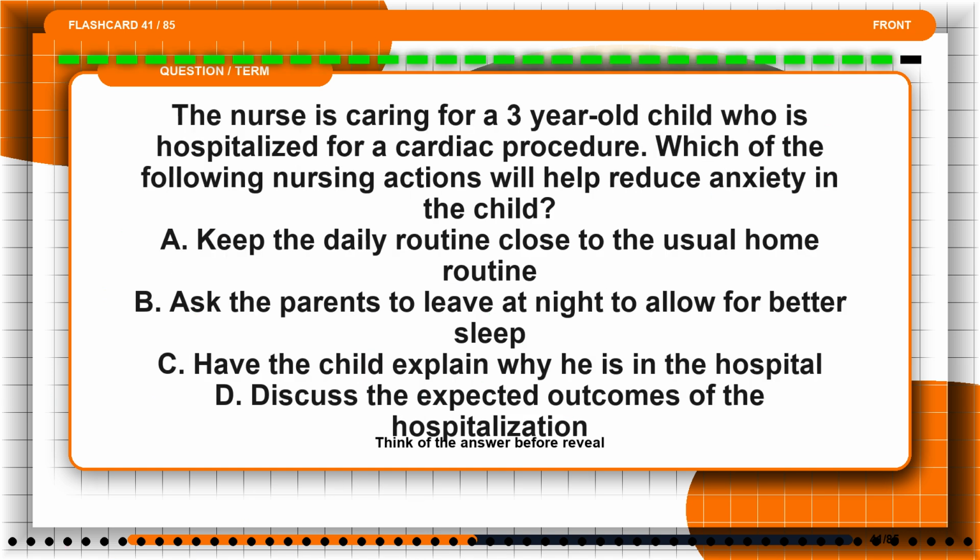Flashcard 41. The nurse is caring for a 3-year-old child who is hospitalized for a cardiac procedure. Which of the following nursing actions will help reduce anxiety in the child? A. Keep the daily routine close to the usual home routine. B. Ask the parents to leave at night to allow for better sleep. C. Have the child explain why he is in the hospital. D. Discuss the expected outcomes of the hospitalization. Think of the answer before the reveal.